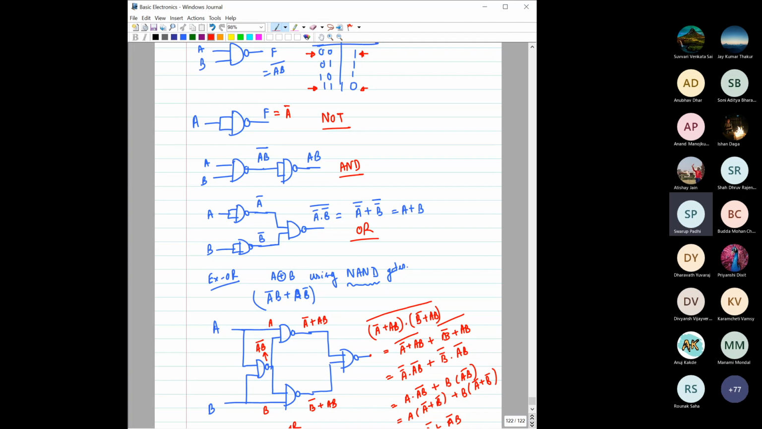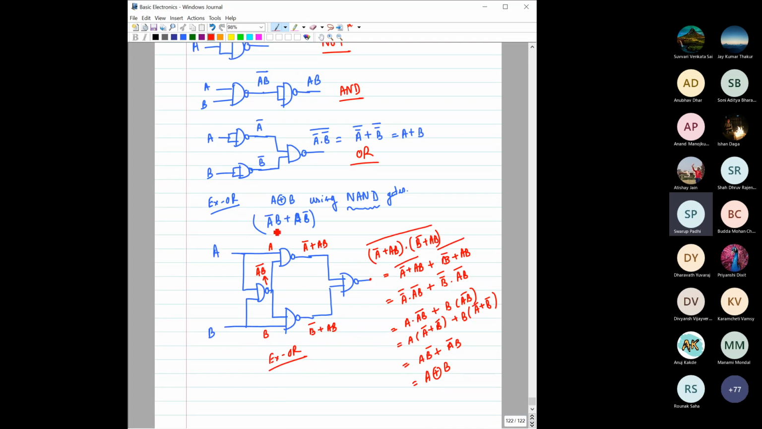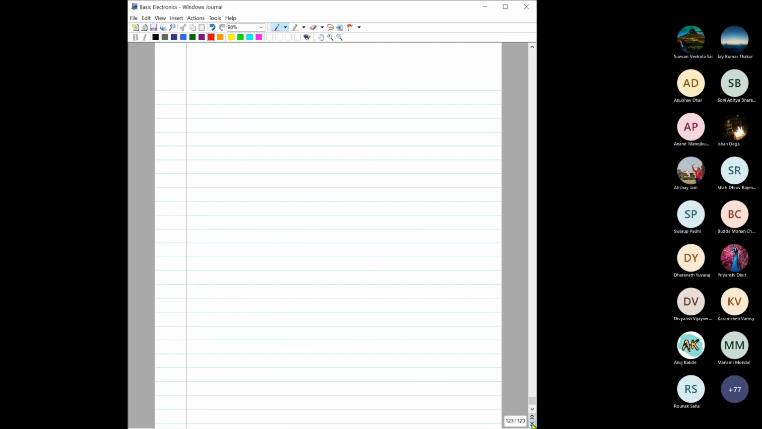Sir, is there any optimal reduction method, like two NAND gates in series, we remove them? Yes, very good, very good. That's one I want to discuss now. Suppose you have a particular circuit, but I will not make the circuit.